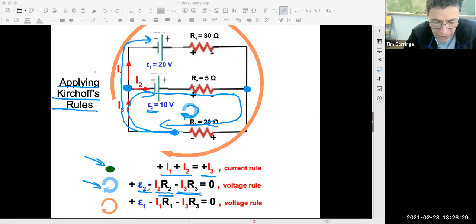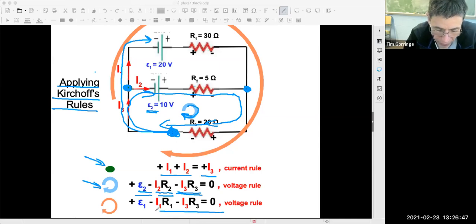So those are the three changes in potential as I walk around the bottom loop. And those three changes in potential add up to no net change in potential when I come back to where I started.